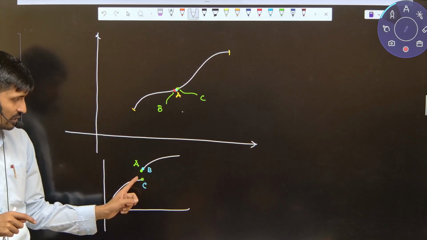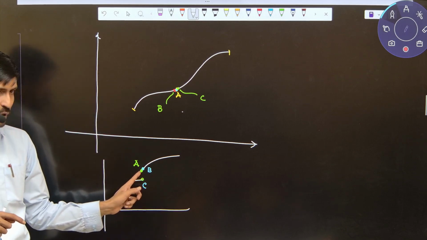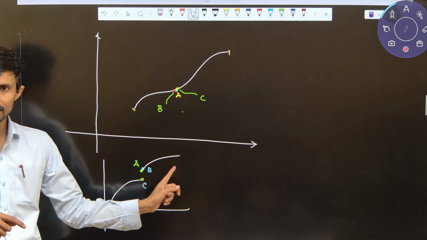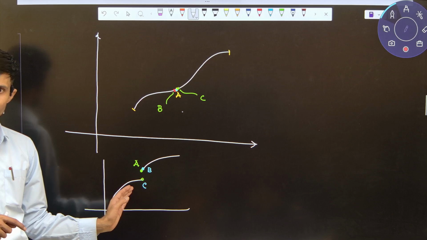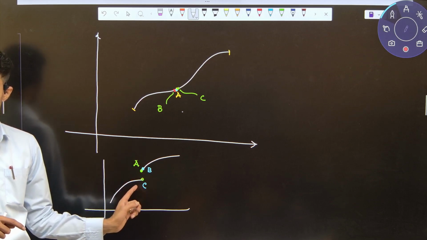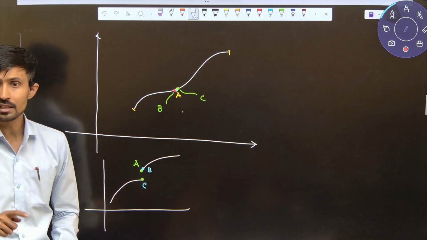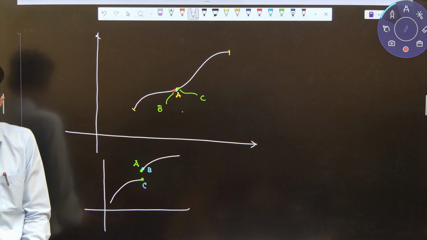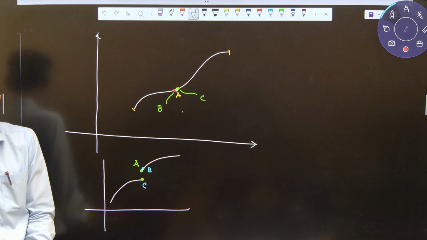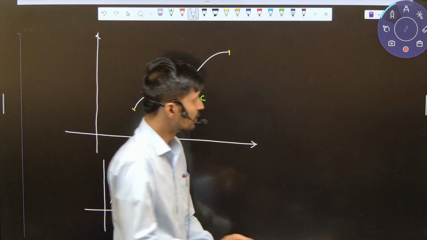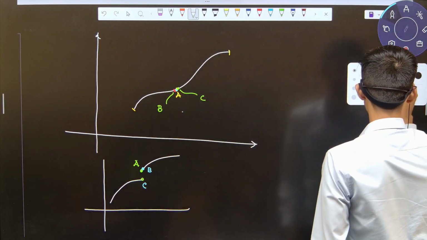Now you see here, same example. This is your A point. You can see B point is touching from that side, but C point is not touching from this side. It means at A point this path is discontinuous, but here at A point path is continuous. Now the question is, sir, how will I prove using mathematics? Let's see. It's very easy.